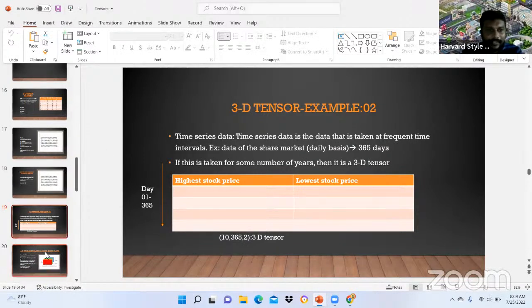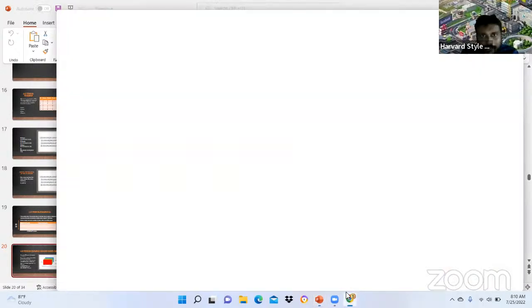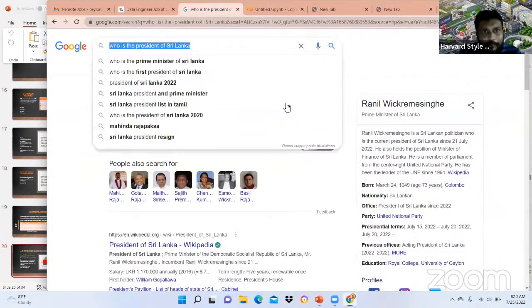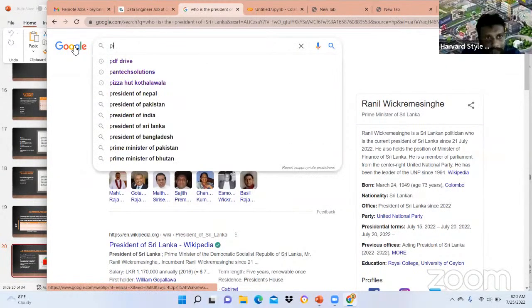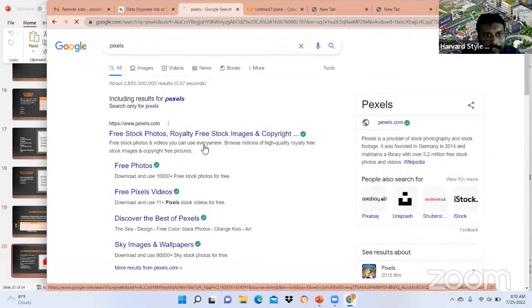Right. Then 4D tensor example. Okay. The interesting example for the 4D tensor is, guys, the image-based data. Okay, the computer vision domain. Consider this one. Normally, if you consider an image, I will go to Google and show you the image. Pixel values, pixels here.